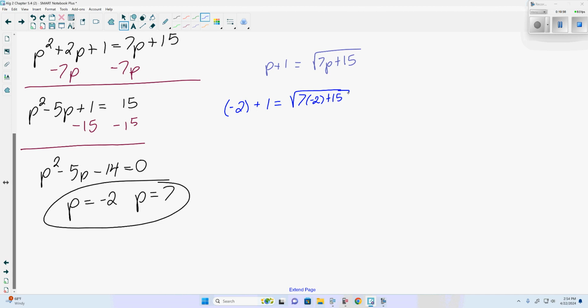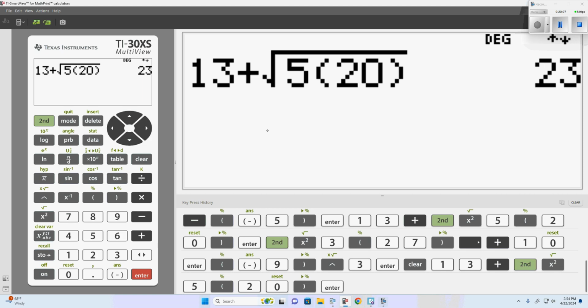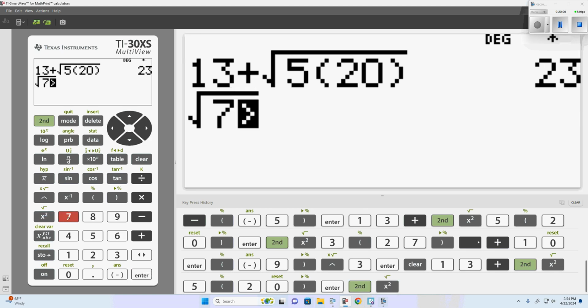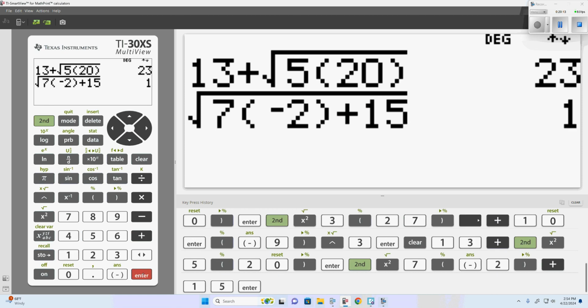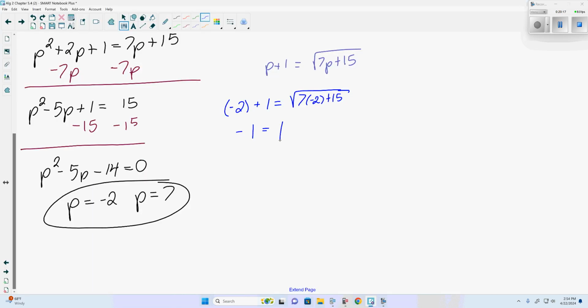So again, variable outside, we need to check. Negative 2 plus 1 is negative 1. Now the other side, we can type this in a calculator. 7 times negative 2 plus 15 is 1. Well, negative 1 is indeed not equal to 1. So p equals negative 2 does not work.